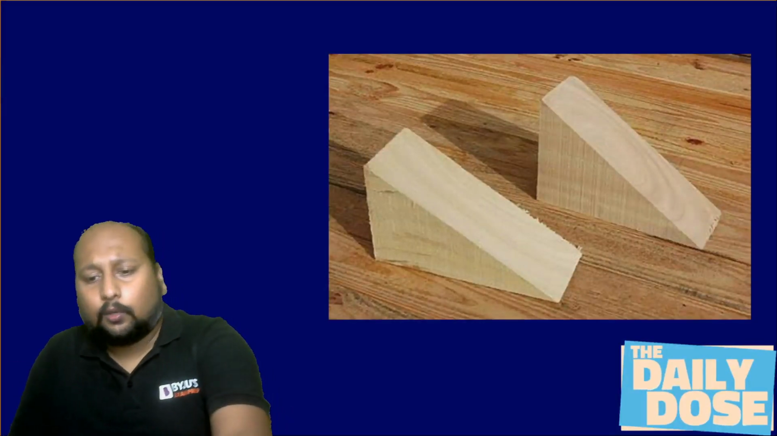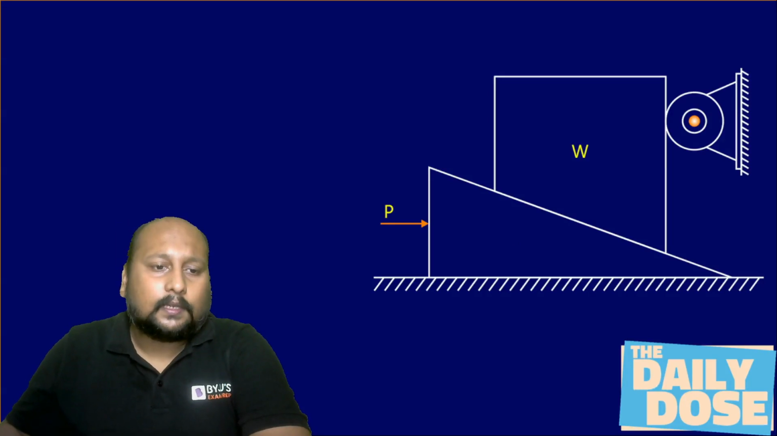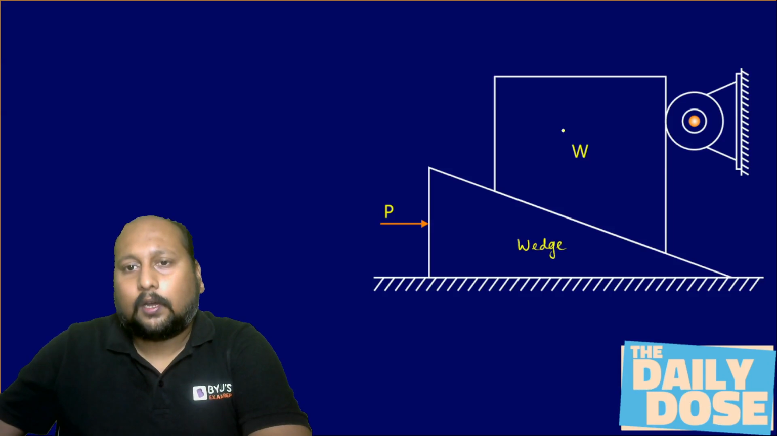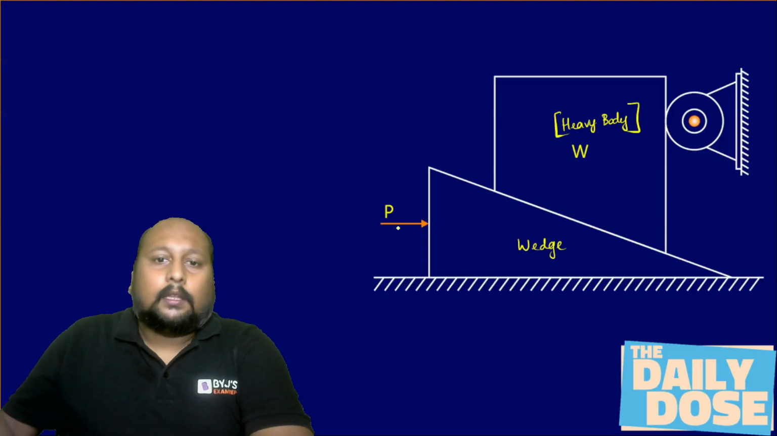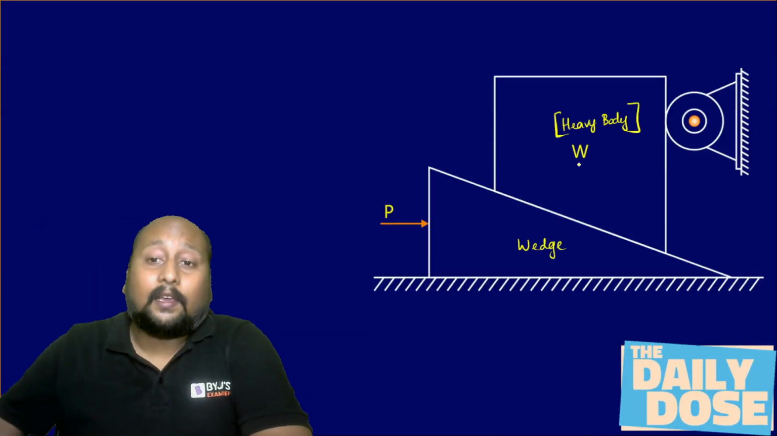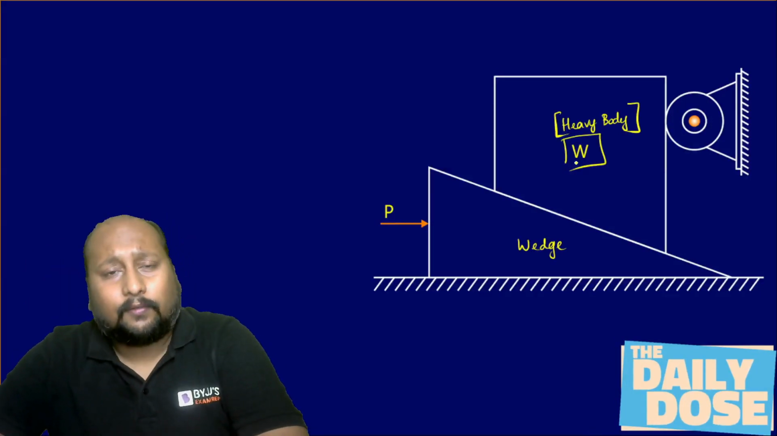Now, how we can use this? Let us suppose this is a wedge. This is the wedge shape that we are talking about, and this is your heavy body. So the P force that will be required to lift this heavy body having a weight W will be far less than the magnitude of W.